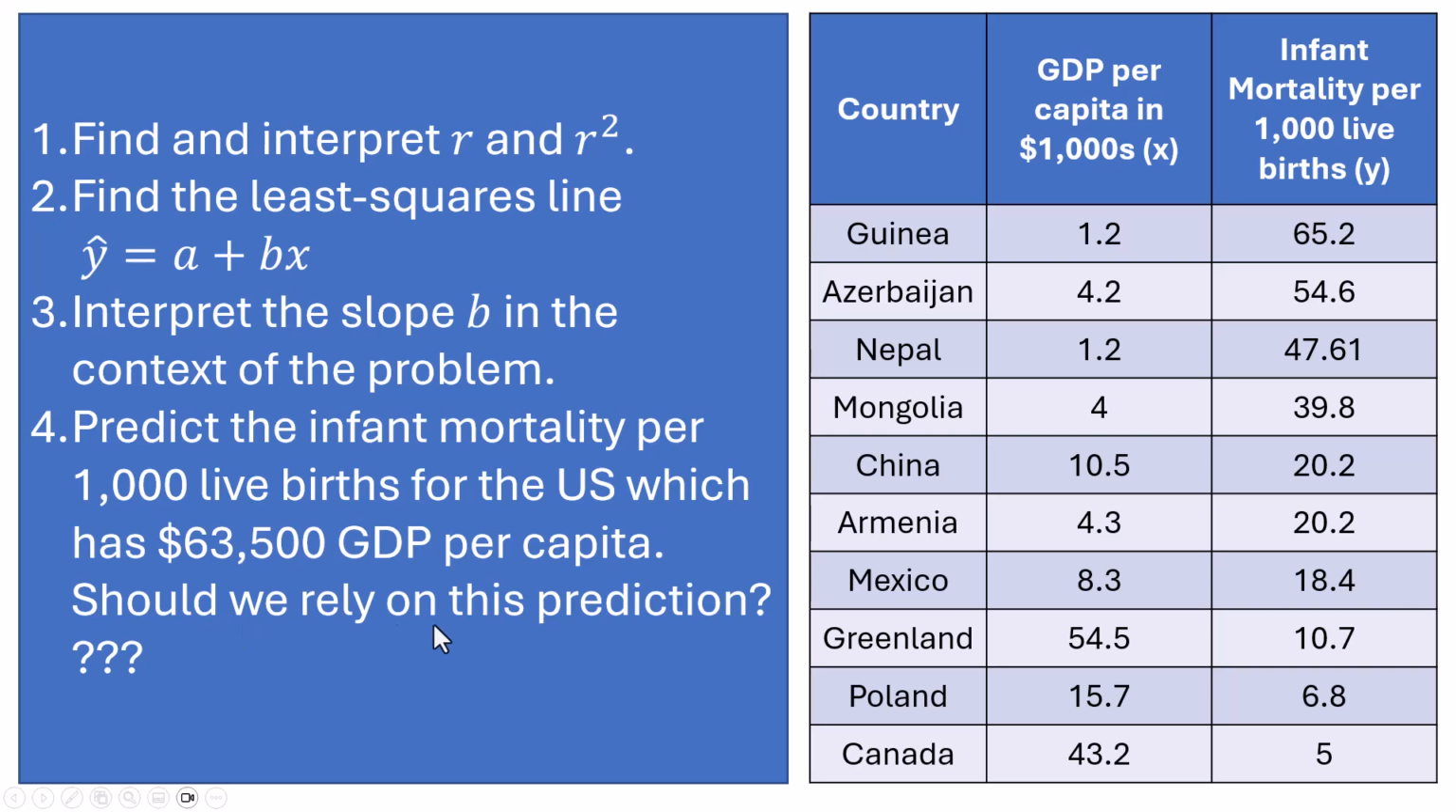When it asks if you should rely on the prediction, you should be considering two things. One, are you interpolating or extrapolating? And secondly, how strong is the correlation, right? Those two things should go into determining whether or not you should rely on the prediction. You can also sometimes consider how reasonable the number seems. If you get a number that seems unreasonable or maybe not even possible, that would also lend weight to it maybe not being a great prediction.